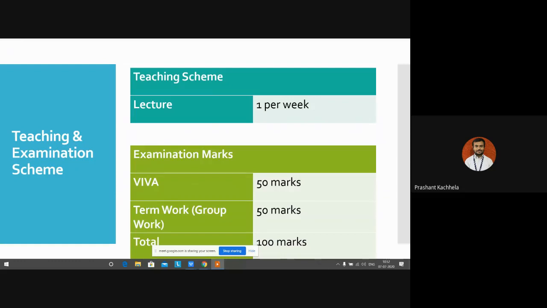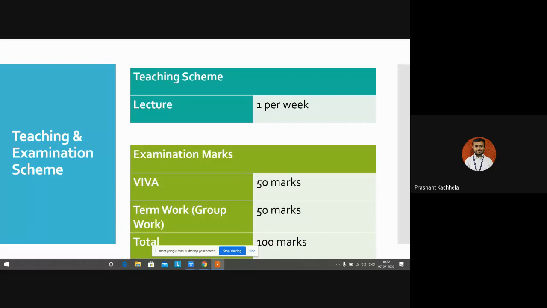Okay, about the teaching and examination scheme. As you know, it is a one credit course, so we are going to meet for one lecture, a 1 hour lecture per week. So don't miss this lecture because it is very important. Even if you miss a few lectures of our professional ethics subject, it will definitely cause a problem, not only for attendance, it will also cause problems regarding many modules, because there are many modules, and if you skip a few lectures, you will miss some of the modules.